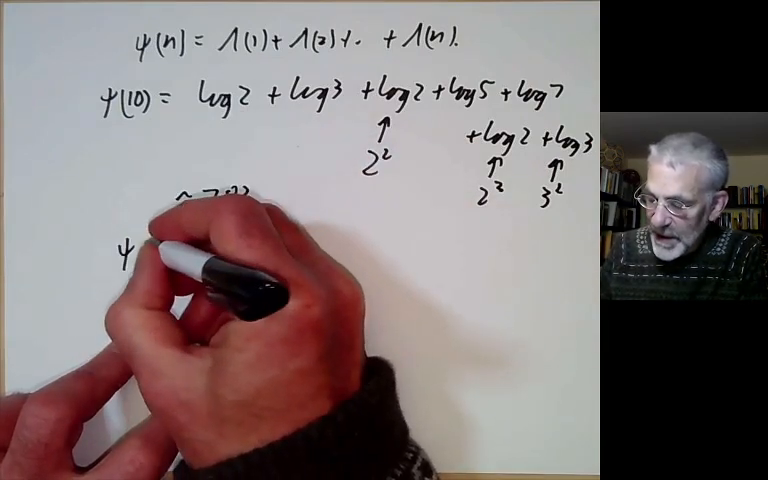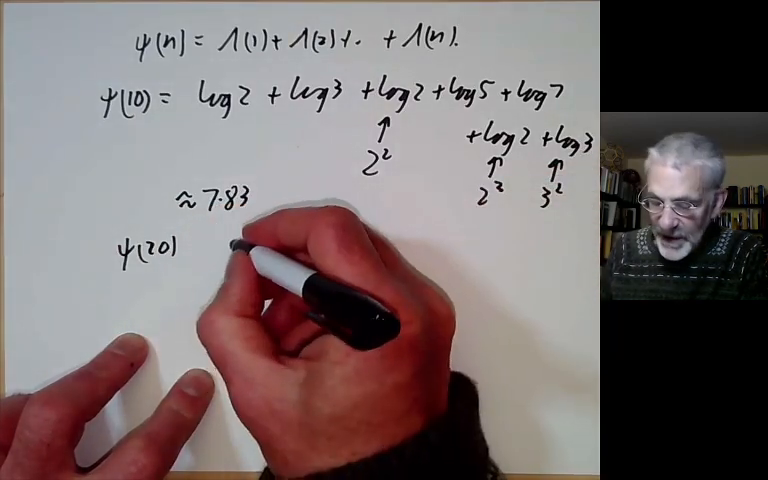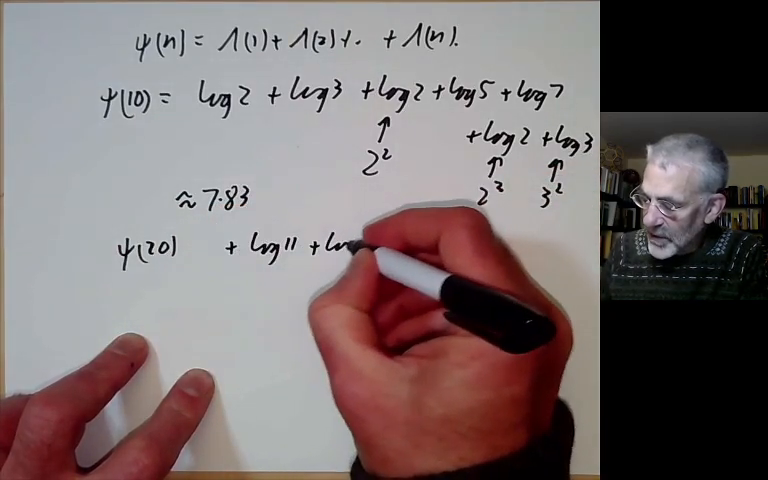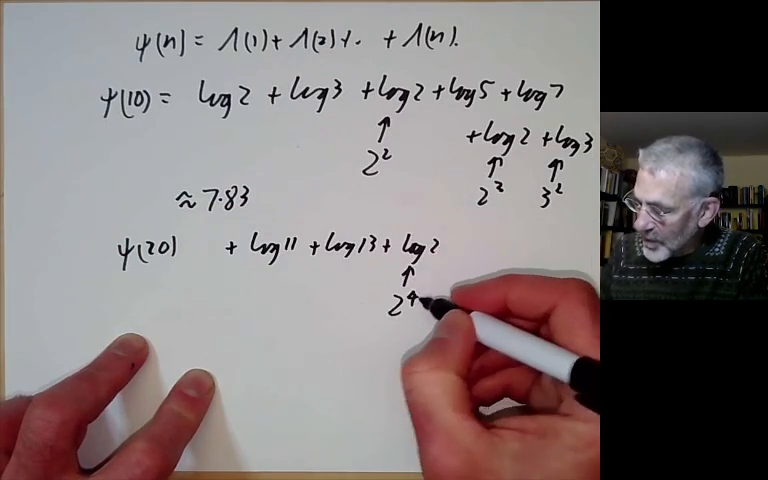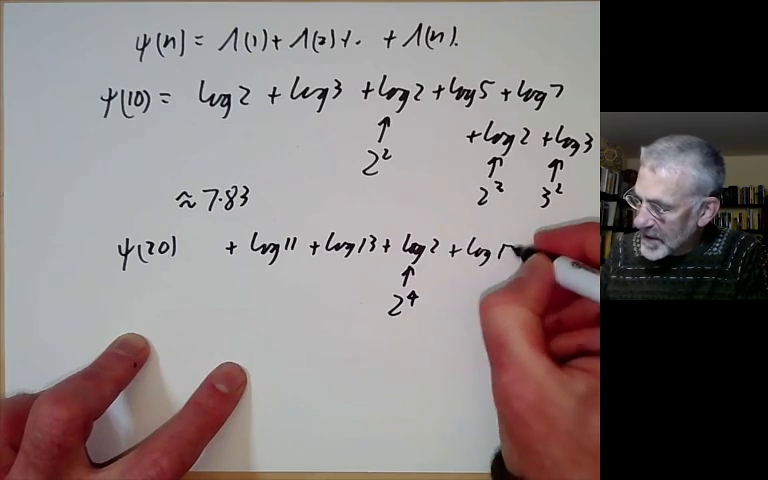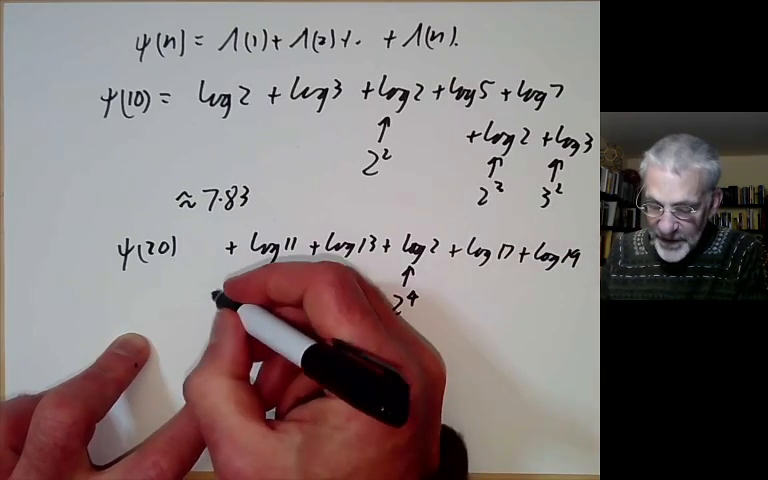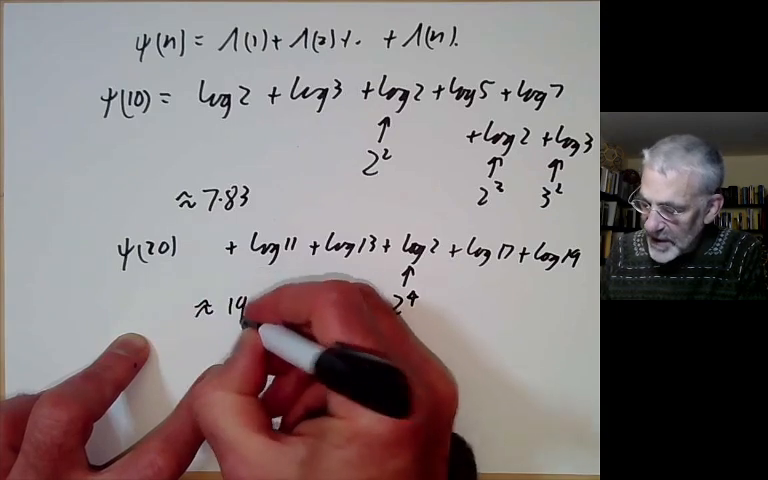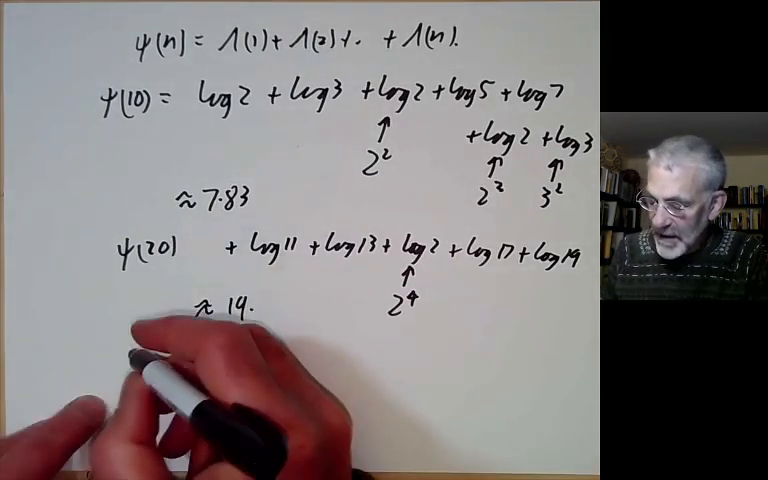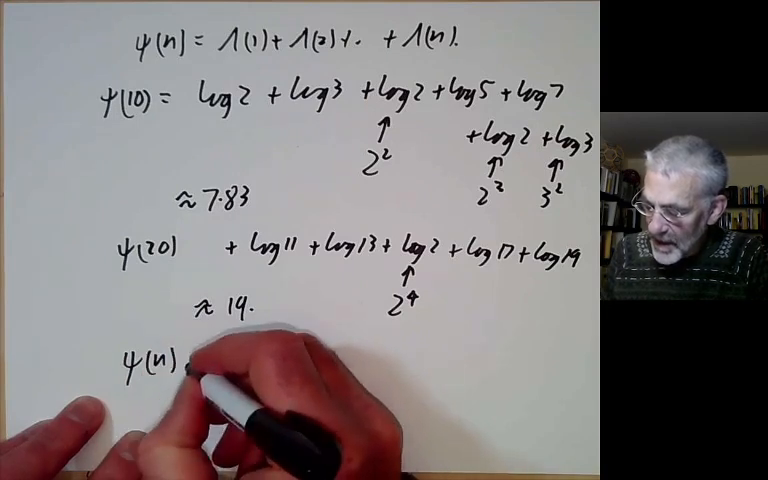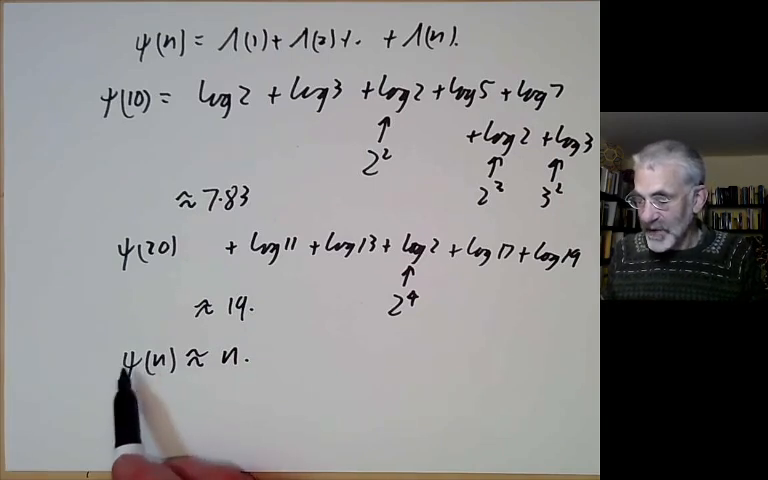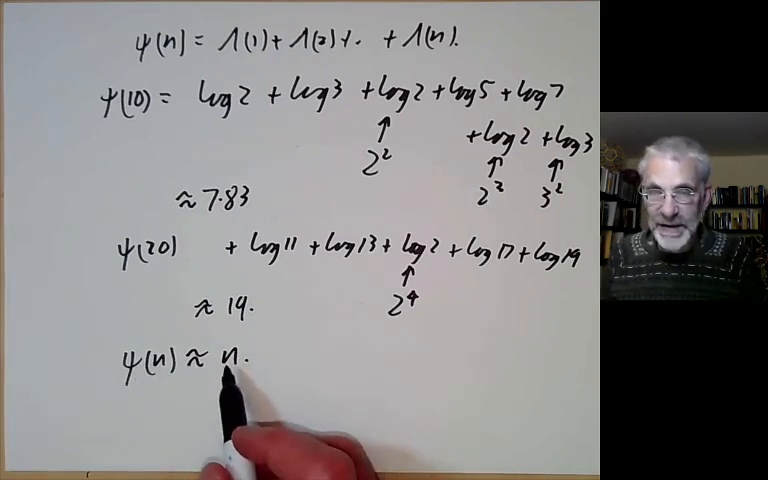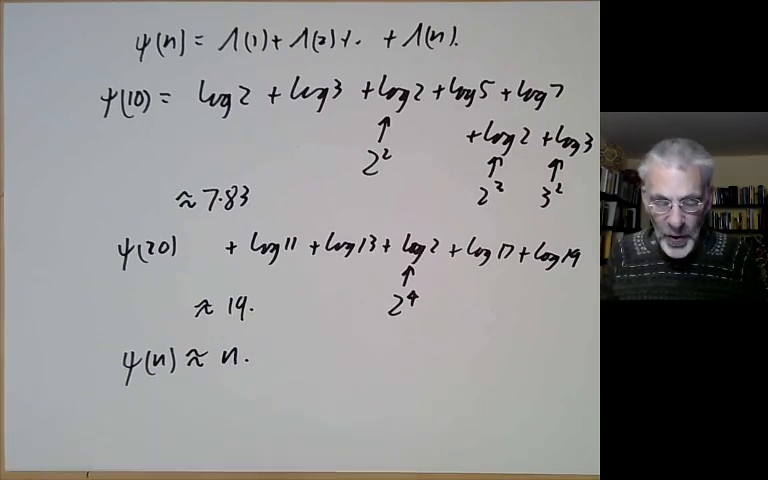And if you look at psi of 20, then you have to take this and add log of 11 plus log of 13 plus log of 2, again that comes from 2 to the 4, plus log of 17 plus log of 19. And if I've worked this out, this is about 19. And the idea is to show that psi of n is roughly equal to n. More precisely, the ratio of psi of n and n should tend to 1 as n tends to infinity. And this would turn out to be more or less equivalent to the prime number theorem.